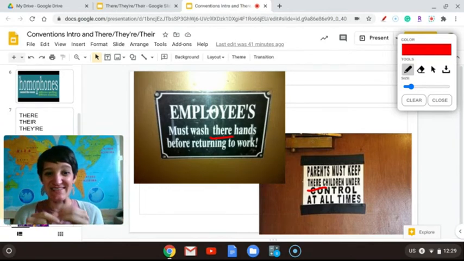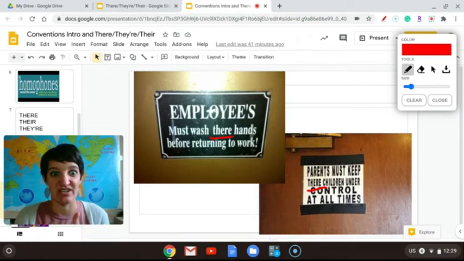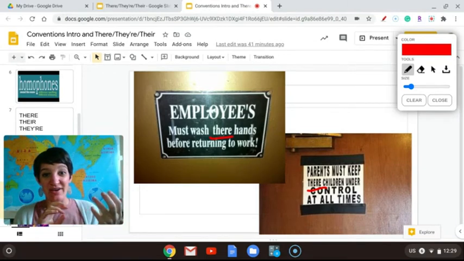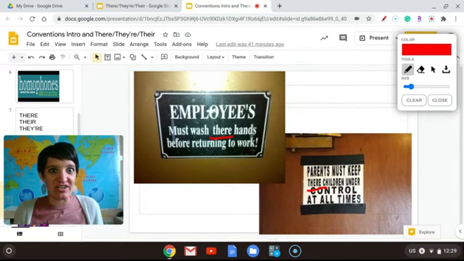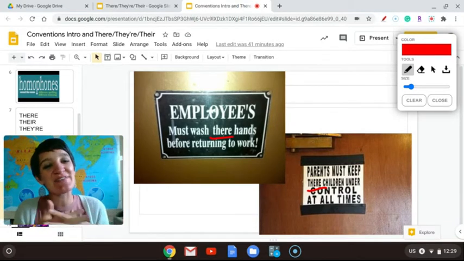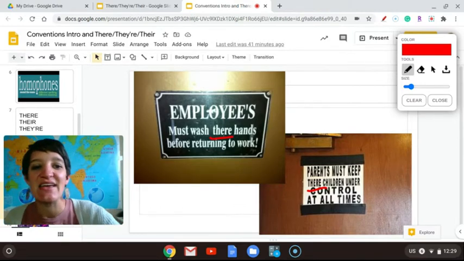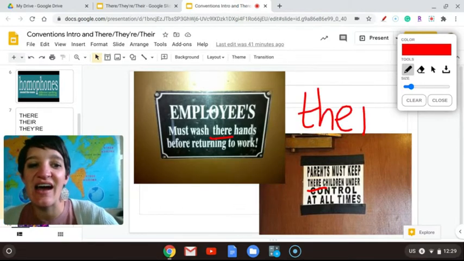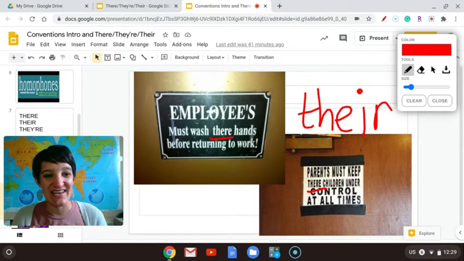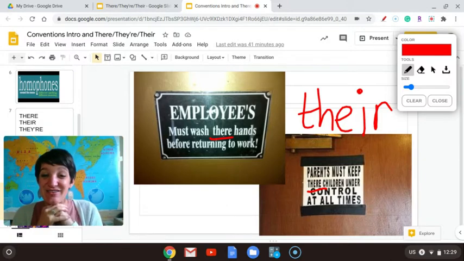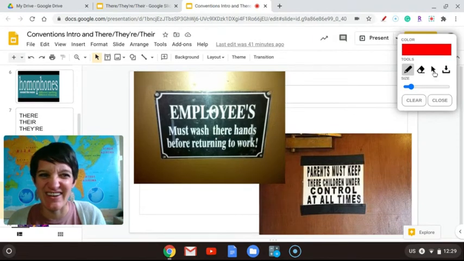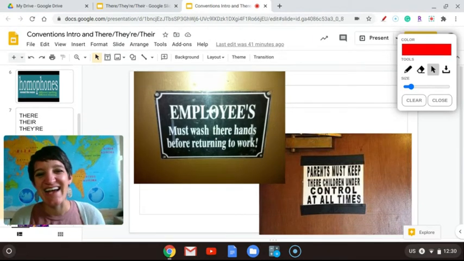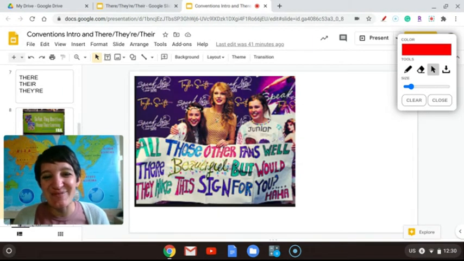They're talking about employees' hands and they're talking about parents' children, which means if we're talking about someone's hands, like whose hands? The employee's hands. Whose children? The parents' children. If we're talking about something that's possessed by someone else, it is the "their," isn't it? Yeah, we're talking about their children and their hands. So they use the incorrect "there" in both of these sentences. It's kind of fun, huh? To spot people's mistakes.